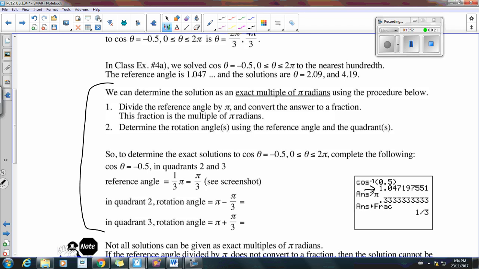They found the reference angle would be 1.047. They divided by pi, changed it to a fraction. Then you'd put pi back in. So this tells you that your reference angle is pi over 3.